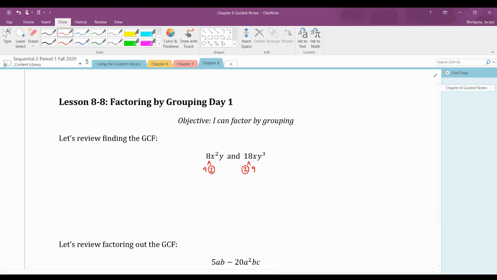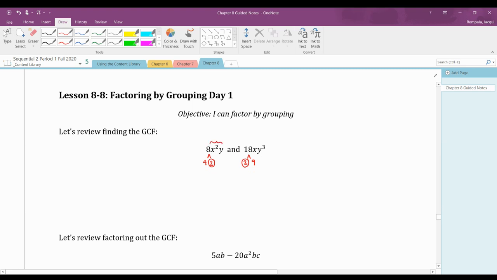When I start looking at my variables, remember, if it's x squared y, that means I've got 2 x's and a y. If I have an x and then a y to the third, that means I have an x and then 3 y's. So how many x's do they have in common? They just have 1. How many y's do they have in common? They just have 1. Remember, when you're looking at the variables, you have to take the smaller of the two exponents. So my greatest common factor would be a 2, an x, and a y.